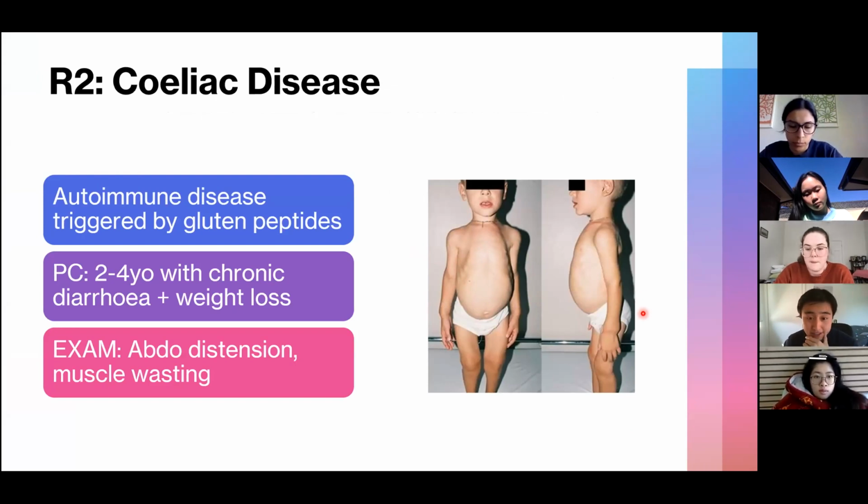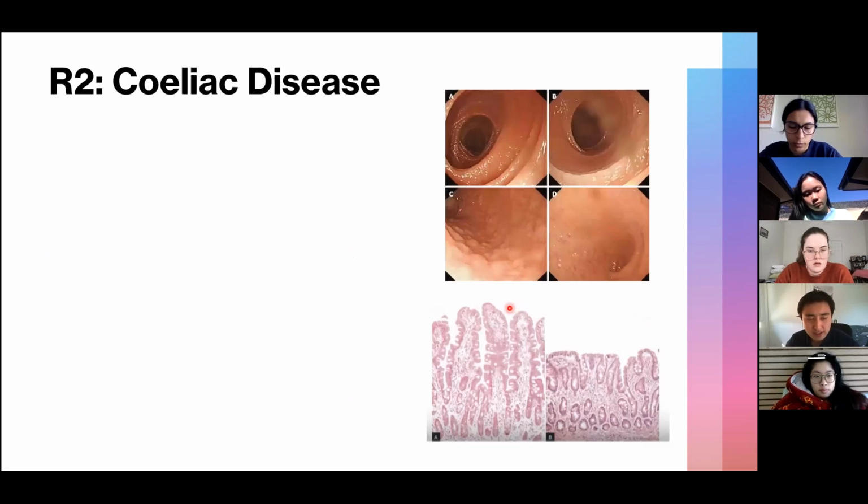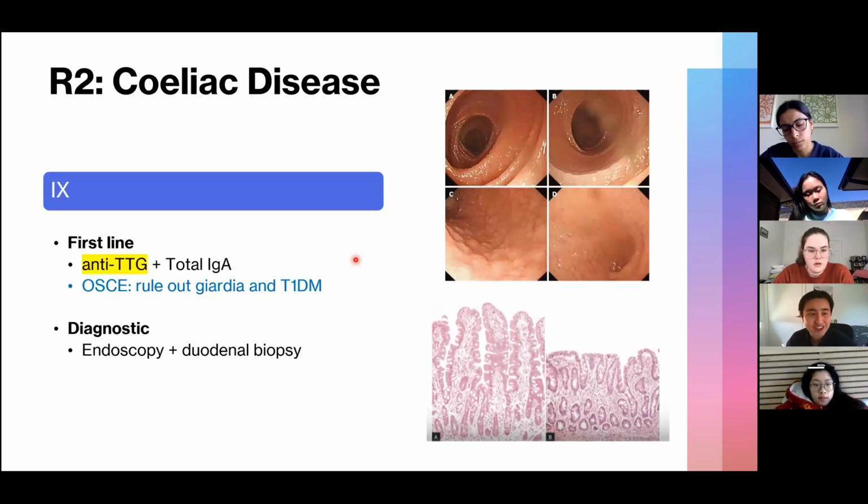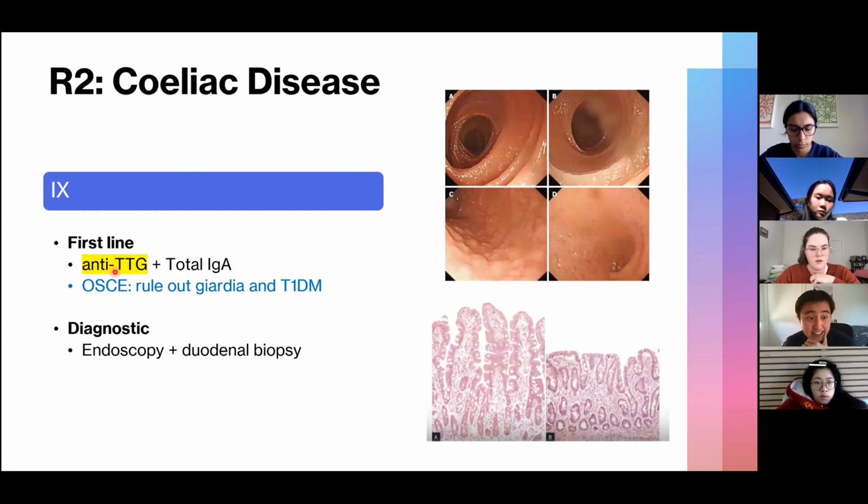And the reason why they get muscle wasting is because of the malnutrition as a result of malabsorption due to celiac. Does anyone know the first line investigation for celiac disease? What do we order? First line. Good, antibodies. That's right, someone said antibodies, I like it. Yep, so first line, you want to order anti-TTG. So there's a couple of other ones that you guys might have come across, such as anti-endometrial or anti-gliadin. But the most sensitive and the first line investigation that you want to pick is anti-TTG.